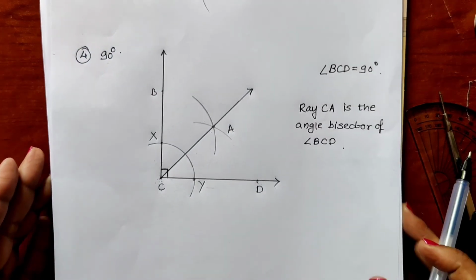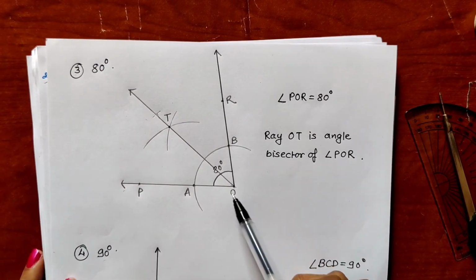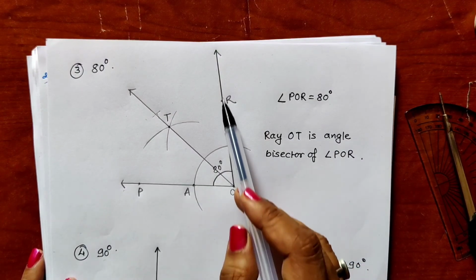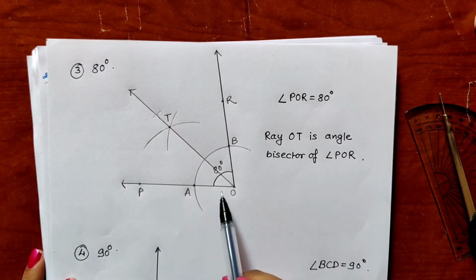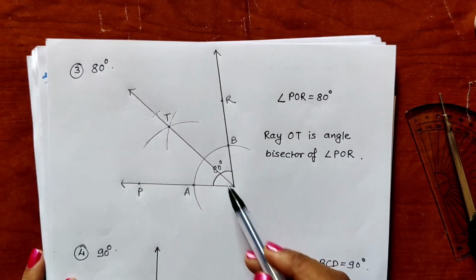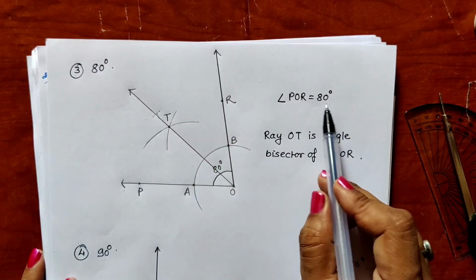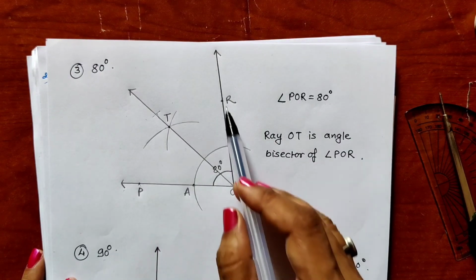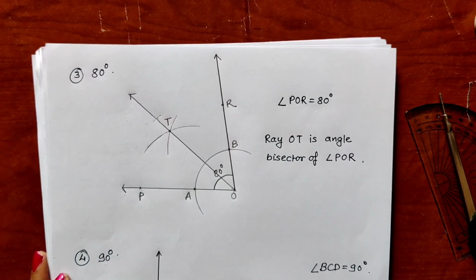Similarly, in the previous sum, in the third sum also, you can see here we have drawn this bisector OT, correct, and POR is 80 degrees. This full angle POR is 80 degrees. It is divided into two small angles, angle POT and angle ROT. These two small angles are equal, so they are half of 80. What is half of 80? 40. So POT will be 40 degrees and ROT also will be 40 degrees. So an angle bisector divides an angle into two equal angles.